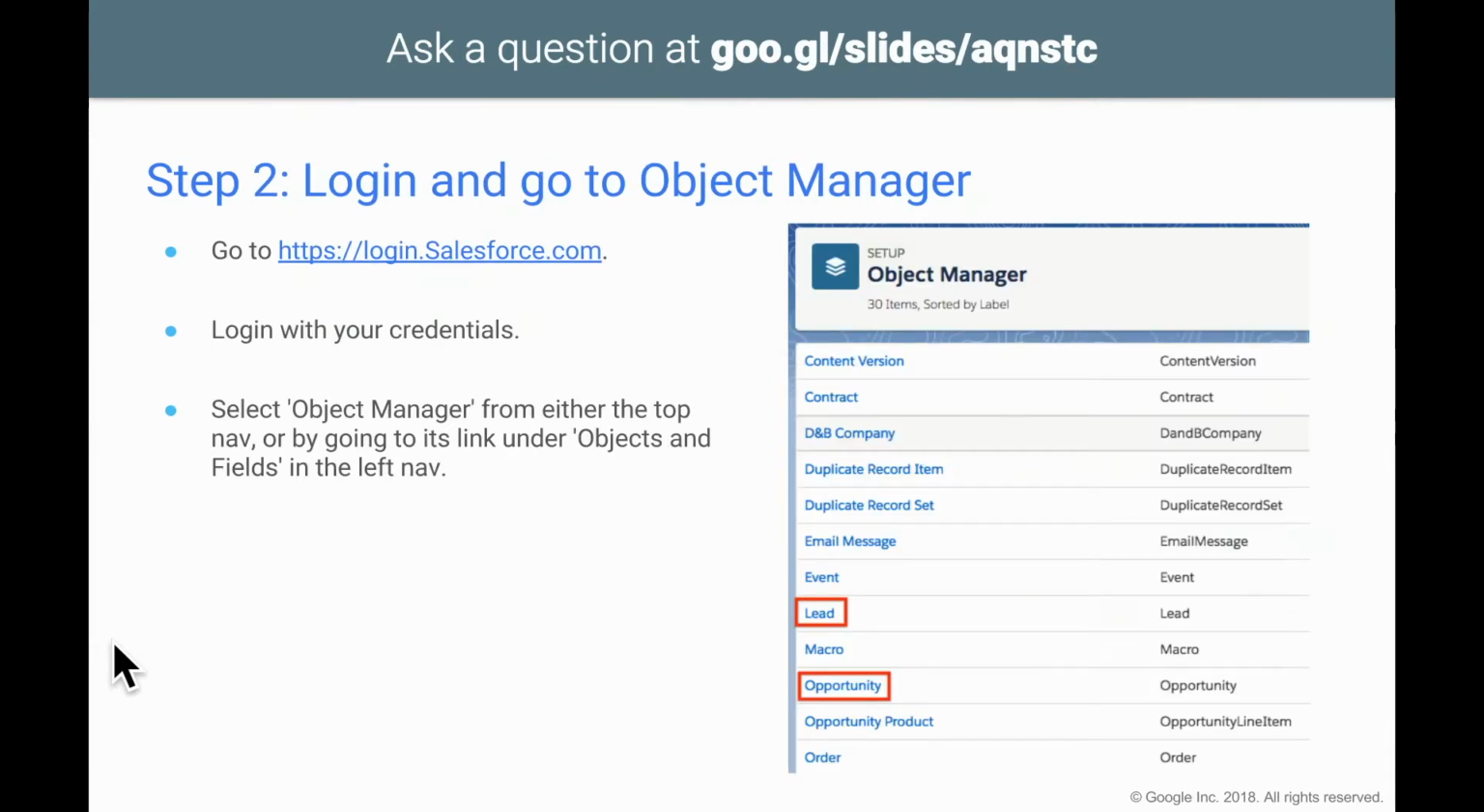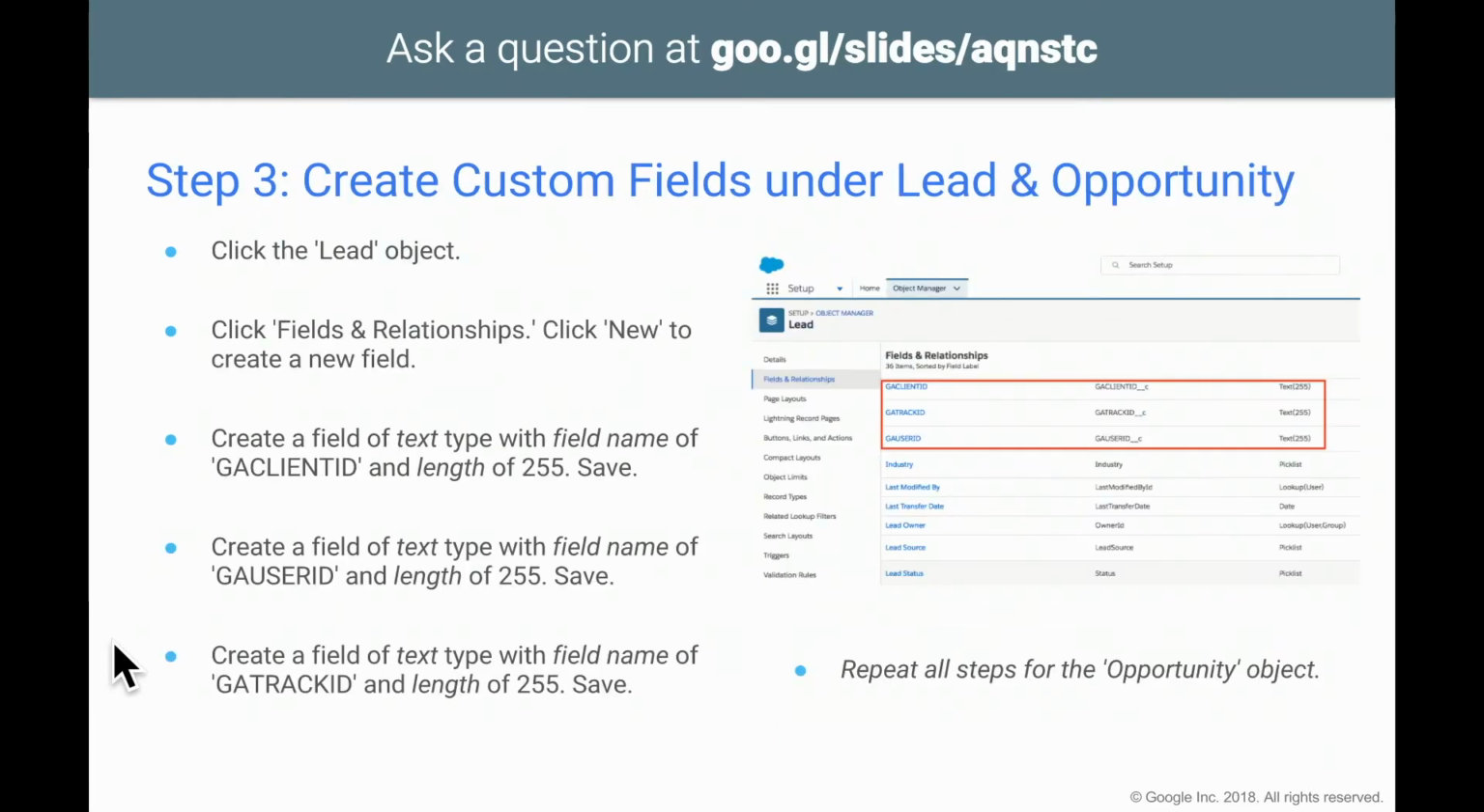Once you do that, there are a few configuration steps that are also listed in our Help Center article. The first one is, once you log in, you need to go to the object manager and configure the two objects, which are lead and opportunity, and the corresponding fields with them. Under each one of those objects, you need to create custom fields. Under the lead and opportunity objects, you need to create 3 custom fields.